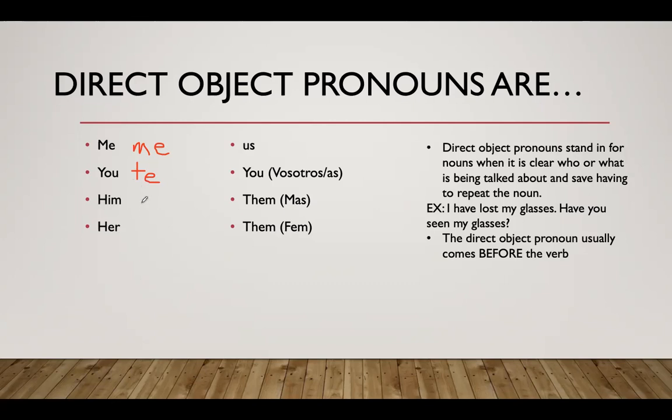The him for the direct object is going to be lo. The her is going to be la. The us is going to be nos. Please forgive me. The you in the vosotros form is going to be os. The them masculine is going to be los.